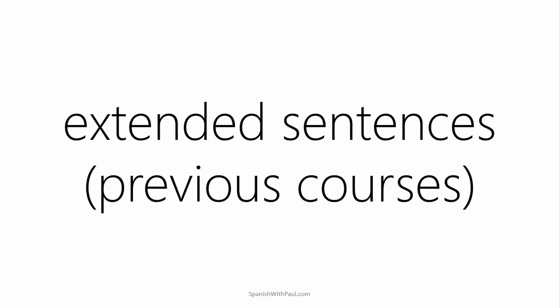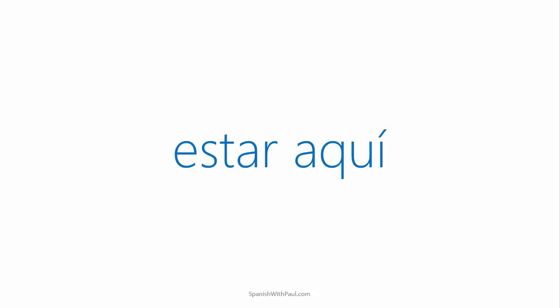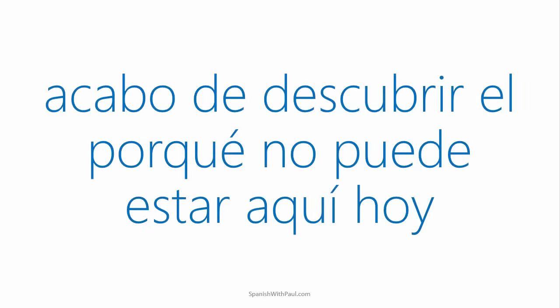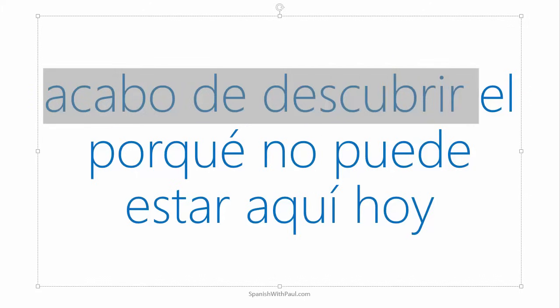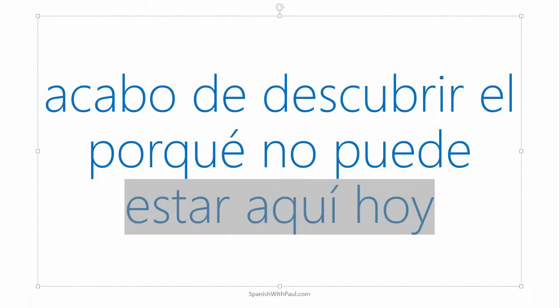Let's move into some extended sentences now. And again, you'll need to be able to recall things from the previous courses. First of all, how would you say he can't? No puede. And how would you say to be here? Estar aquí. Now, how would you say, I just found out the reason why he can't be here today? Just do it step by step. Acabo de descubrir el por qué no puede estar aquí hoy. So we have I just discovered, meaning I just found out the reason why he can't be here today.